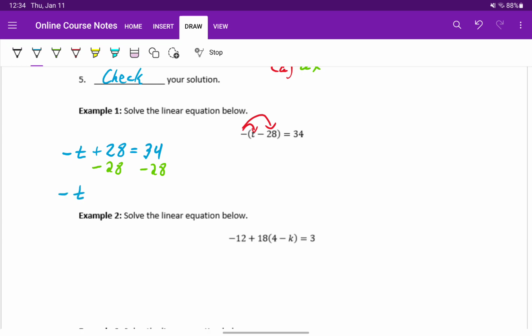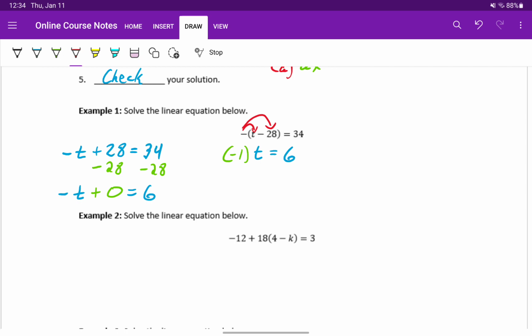Doing that will leave us with negative t, and while we don't need to write it, I'm just going to put it in as a placeholder, plus 0. So that constant term on the left canceled out, and then on the right we get 34 minus 28, or 6. Keep in mind, since we have negative t, that would be the same thing as negative 1 times t equal to 6.